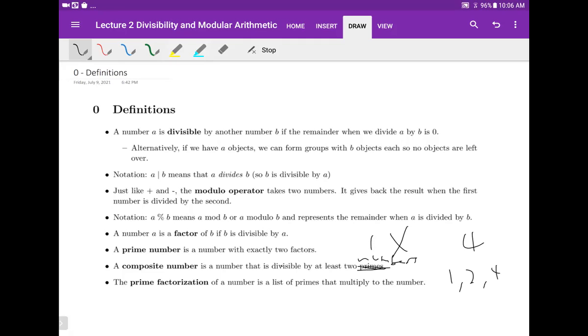And the prime factorization of a number is a list of primes that multiply to the number. For example, the prime factorization of 12: to derive it, we'd go 6 times 2 equals 3 times 2 times 2. So that's 2 squared times 3. Basically, you break it down into its primes, and then these primes should multiply to the number.